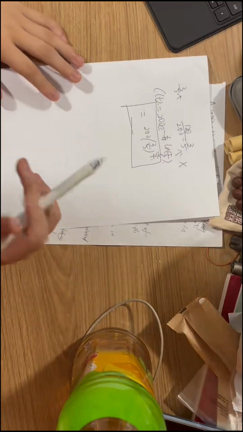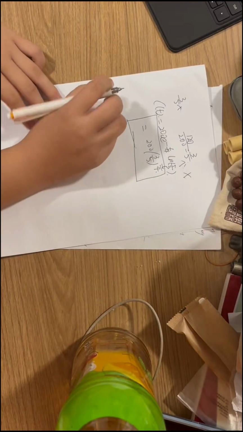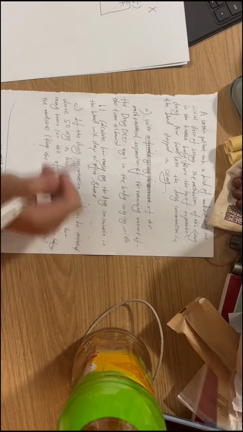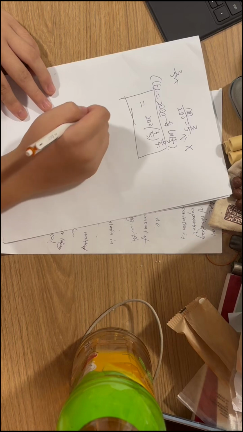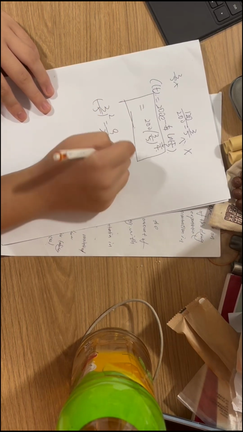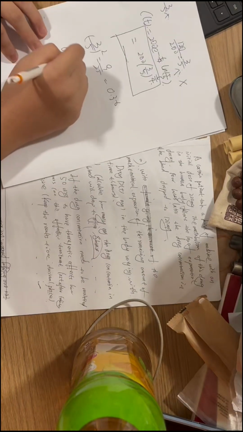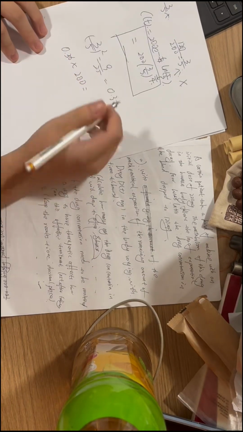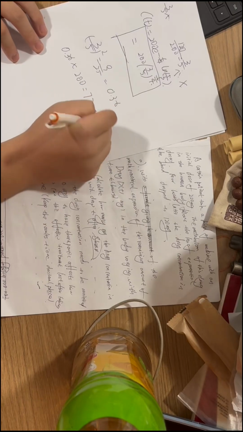For the other problem, problem B, we need to calculate the drug concentration after 8 hours. First we compute the square of 3 over 5. So (3 over 5) squared is 9 over 25, which equals 0.36, and we multiply 0.36 by 200. It's 72 mg.